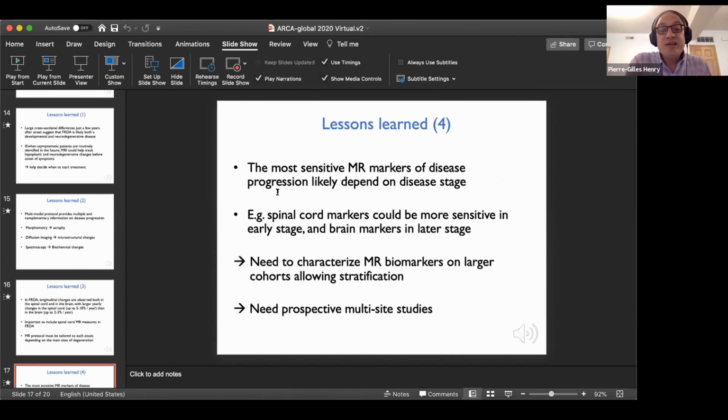And fourth, as I said, the most sensitive MR markers of disease progression likely depend on disease stage. For example, it's possible that the spinal cord markers could be more sensitive in early stage and brain markers more sensitive in later stage. So there is a strong need to characterize MR biomarkers on larger cohorts, allowing stratification. And therefore we need prospective multi-site studies, because this is the only way to reach a large number of patients.